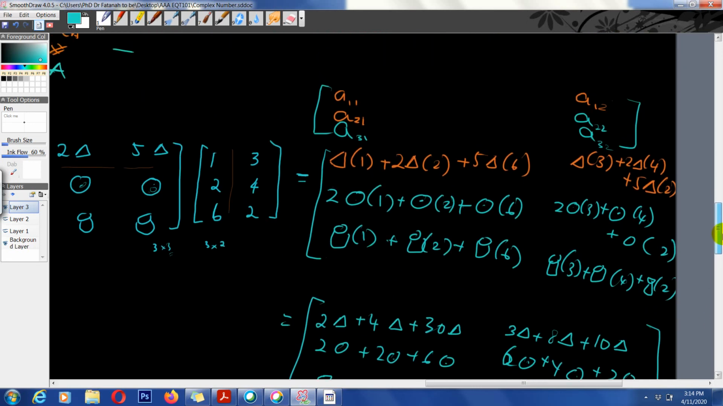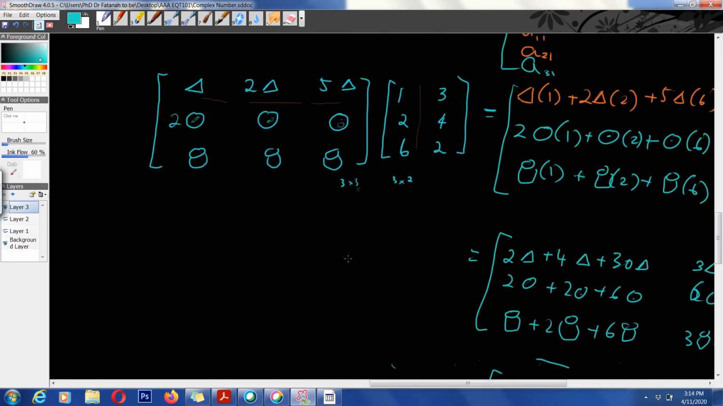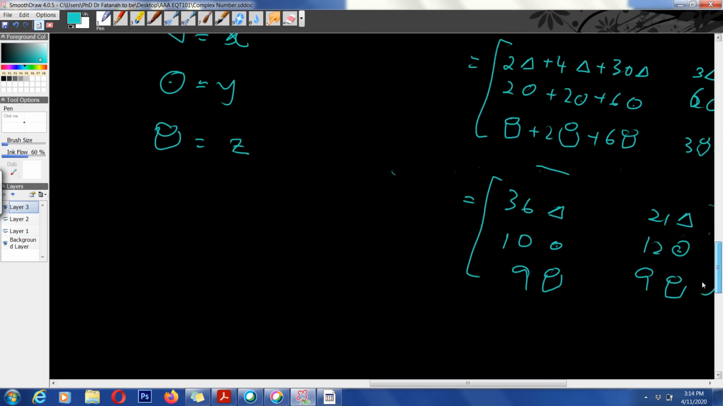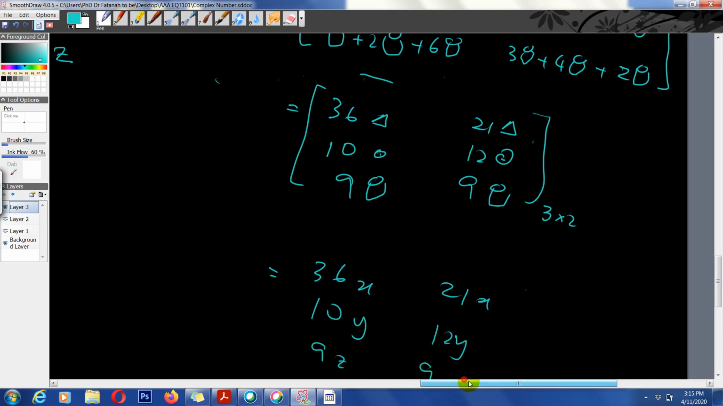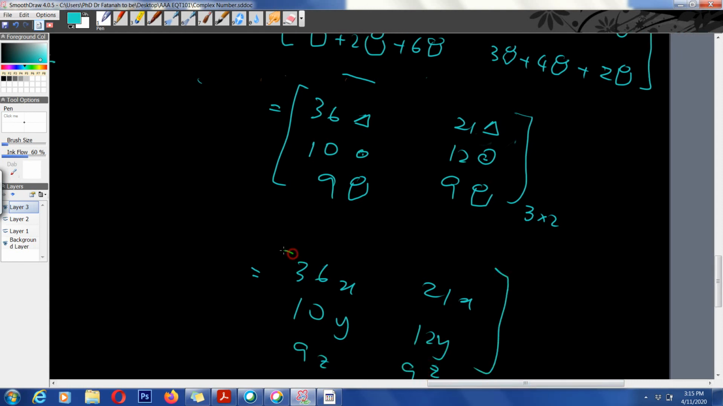This is the process, and then you can put cake as x, donut as y, and tea as z. So what you will have here is 36x, 21x, 10y, 12y, 9z, 9z. There's no more donut, tea, and cake; it's more to mathematics. This is the process of multiplication.